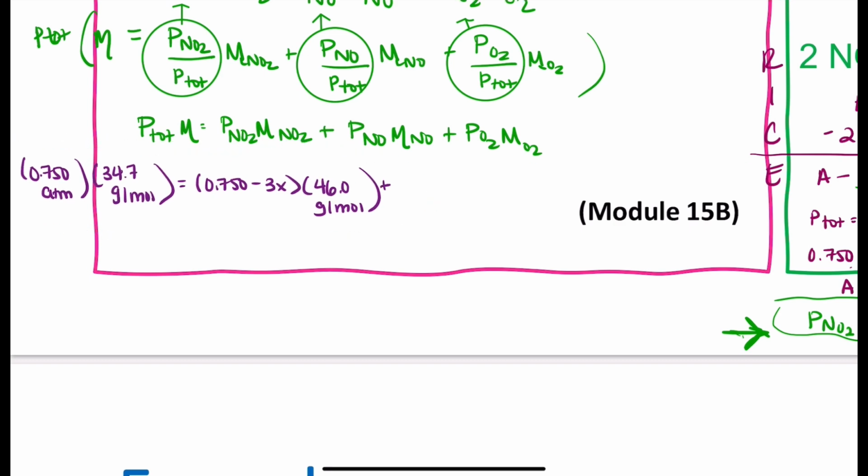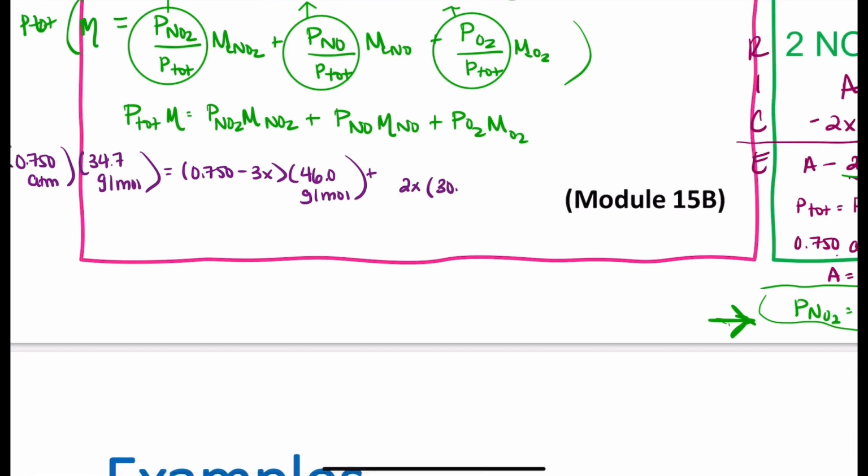I know the pressure of NO at equilibrium is 2x, and the molar mass of NO is 30 grams per mole. And the pressure of O2 at equilibrium is x. The molar mass of O2 is 32 grams per mole. I solve for x here, and I get 0.184. Still not done, but I'm closer.